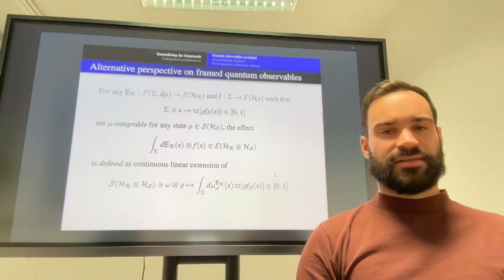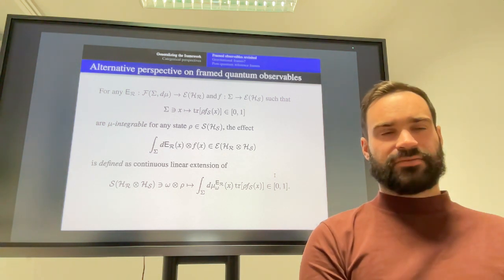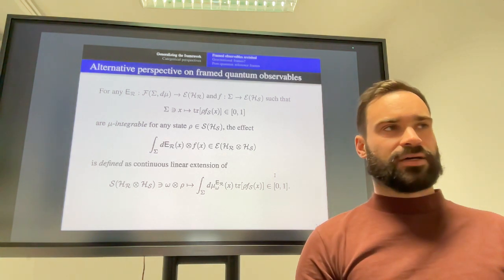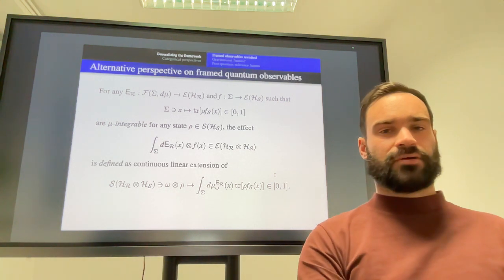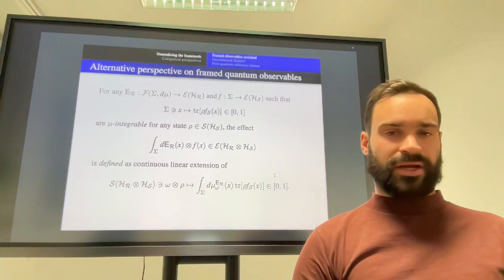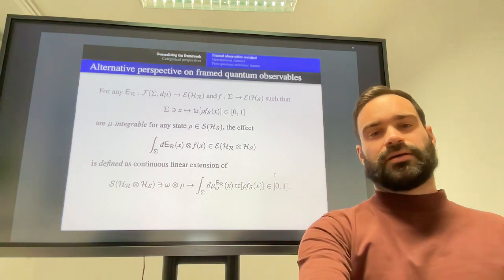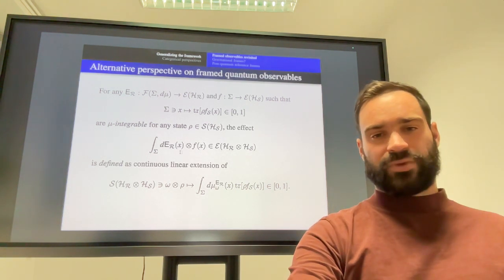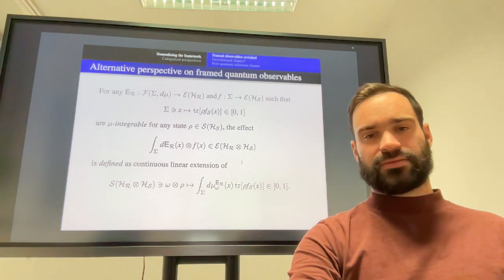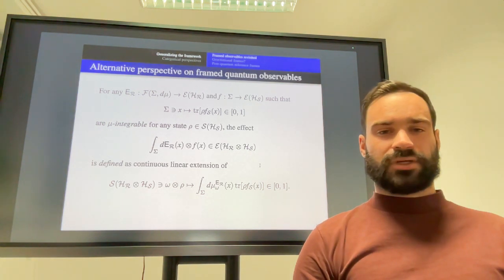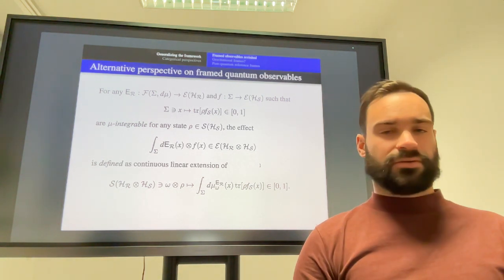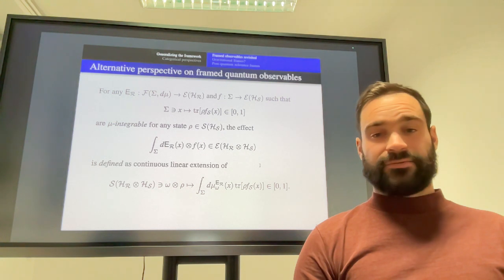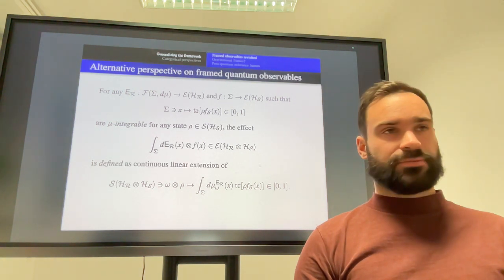So I want to define, I have a POVM and I have a function, and I want to put them together to define an effect on the composite system. A function has values in the effect space of the system, and the POVM is a POVM on the frame. And I put them together. I name this operator with this integral formula, and I say what it does to product states. And then I extend this procedure by linearity and continuity to define an effect on the full state space.